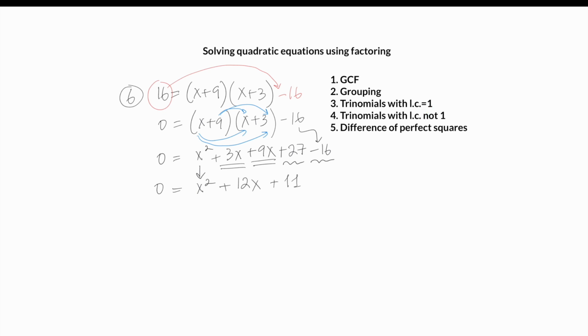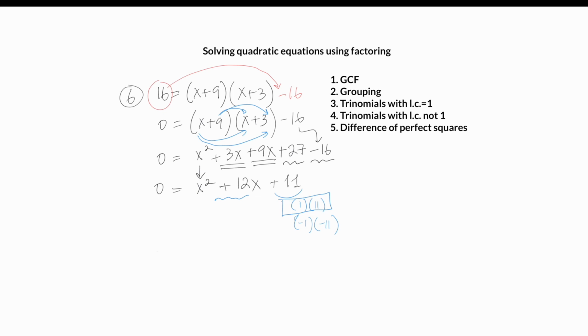What I have on the right side now is actually a trinomial with the leading coefficient of 1. Remember, the leading coefficient is the number next to x squared. So all I have to do is break down this 11 into 2 numbers that multiply to 11, and also find which pair that multiplies to 11 adds up to 12. Well, this is a simple task because 11 is either 11 times 1, or 1 times 11, or it's negative 1 times negative 11. Remember, I want these numbers to add to a positive 12. Well, that's clearly 1 and 11.